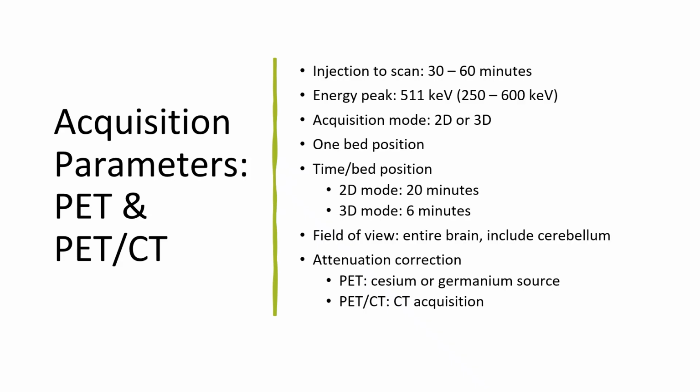And make sure that you have the entire brain in the field of view. You want to include the cerebellum as much as you can. And then afterwards, you'll do attenuation correction. If it's standalone PET, you can do that with a cesium or germanium source. But if you are doing PET CT, which is the most common, then you would use the CT acquisition.